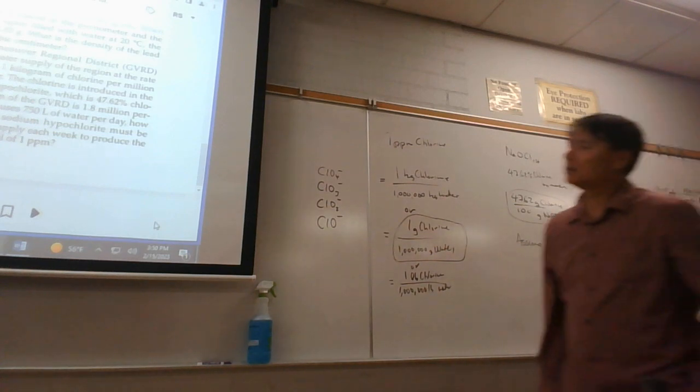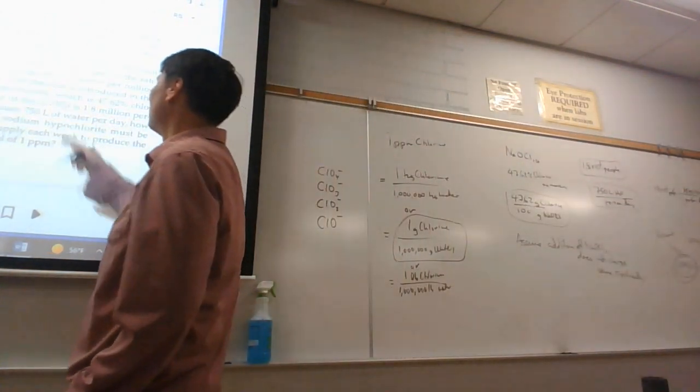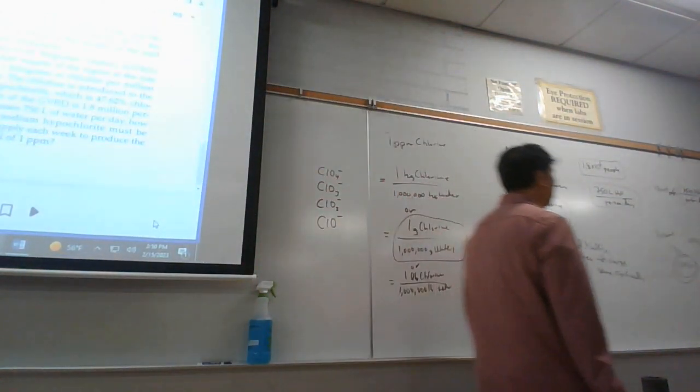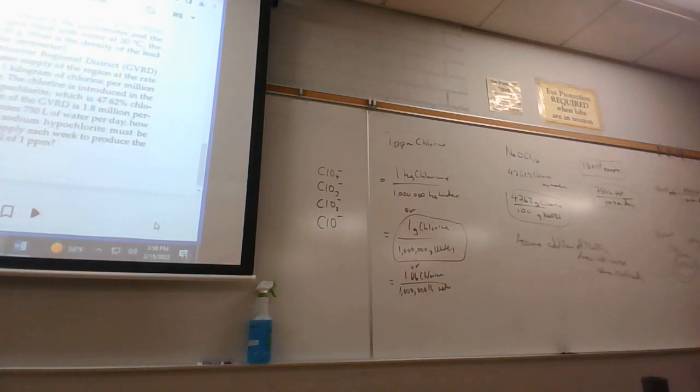What do they want the mass to be? They want it in kilograms of sodium hypochlorite. So I'm going to convert grams of sodium hypochlorite to kilograms. And so 1 kilogram is equivalent to 1,000 grams. And so now I have kilograms of sodium hypochlorite per day.